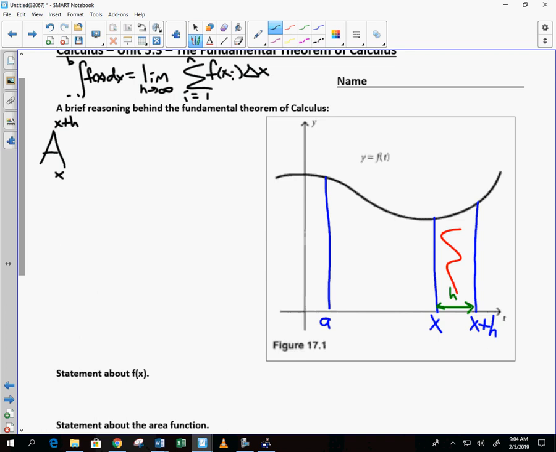Would everybody agree that the area from x to x plus h would be the same as the area from A to x plus h minus what? The area from A to x, right? If I take the area from A to x plus h, and I subtract off the area from A to x, I would get the area from x to x plus h. Everybody okay with that statement? All right, you're doing good then.